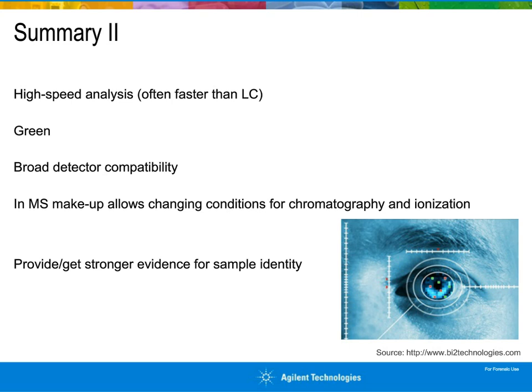Then the MS make-up flow could be modified to increase the sensitivity, which is some sort of a next step we are planning to do. And you get even stronger evidence for the sample identity using an orthogonal technique for the analysis.